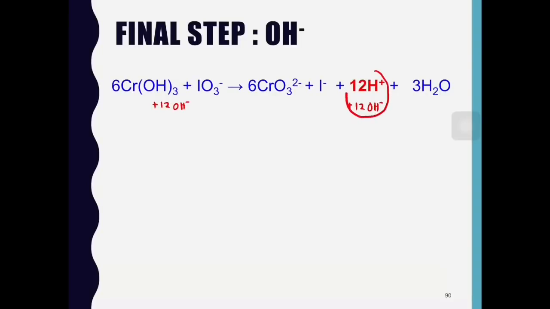So 12H plus 12 OH minus will produce 12 H2O. So we have 6Cr(OH)3 plus IO3 minus plus 12 OH minus on the left side, and 6CrO4 2 minus, I minus, 12H2O and 3H2O on the right side. So these two can combine. 12 plus 3 is 15H2O.